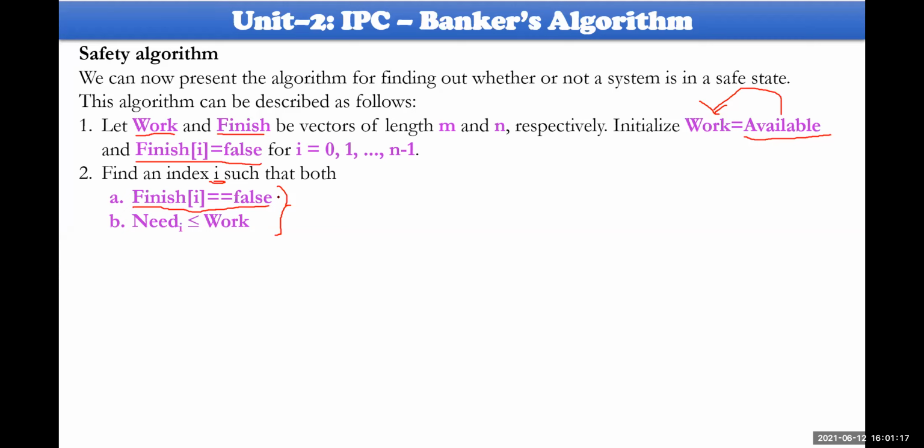Are there any extra requirements for that particular thread? We have to look into the matter, and we will assign some set of resources to that thread for its completion. What is the next point? Need of i, the required number of resources, must be less than or equal to the available number of resources. If more than available, it is not possible to allocate.